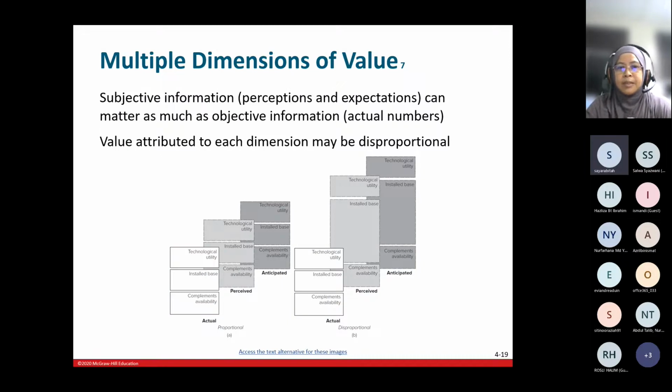Subjective information or perception. Subjective information in terms of perception and expectation, like we already discussed, can matter as much as objective information in actual numbers. So the value attributed to each dimension may be disproportional. Disproportional meaning that the values received for each product are different in different settings and for different products. Okay, because each local community will accept differently the product they choose.